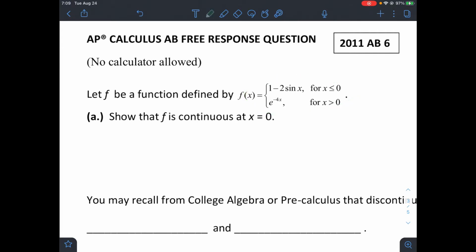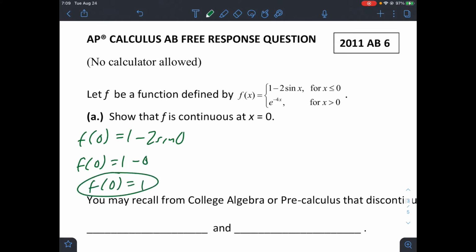All right, so the first thing that must be true is that there must be a y value there, right? So we look, where do we put 0 in? We put 0 into here. So f of 0 would be 1 minus 2 sine of 0, which is 1 minus 2 times 0, or 1 minus 0. So f of 0 must be 1. So the y value does exist. That's the first thing that must be true.